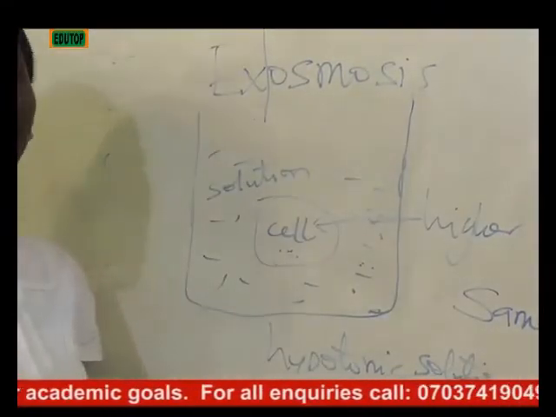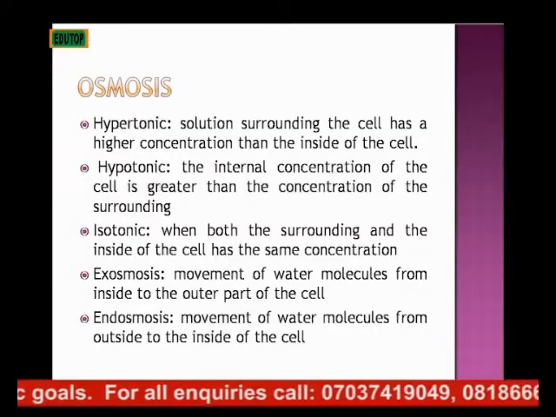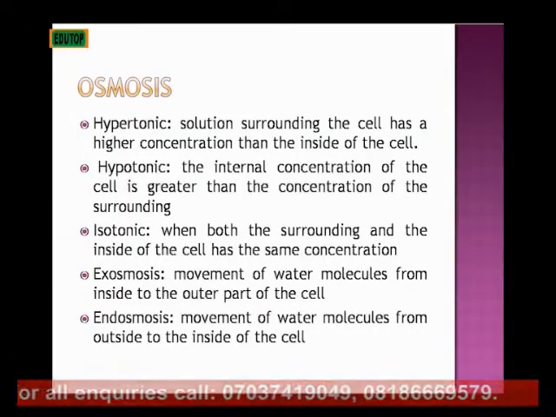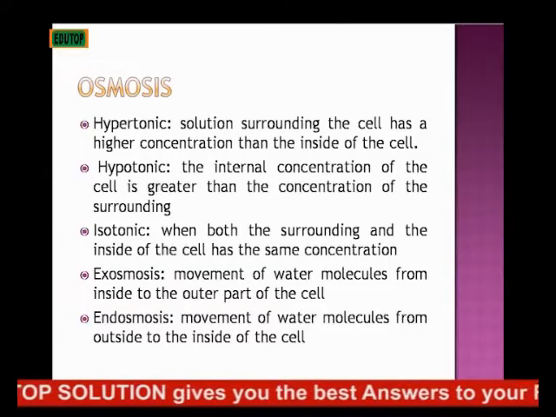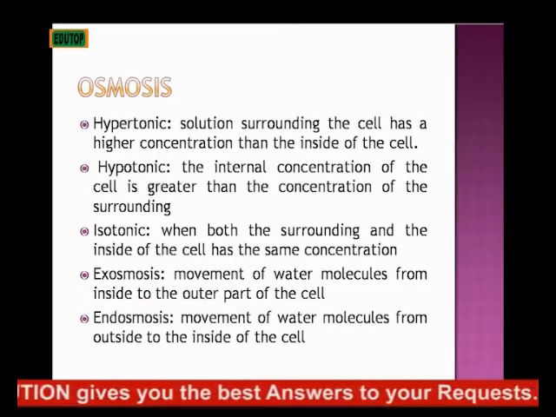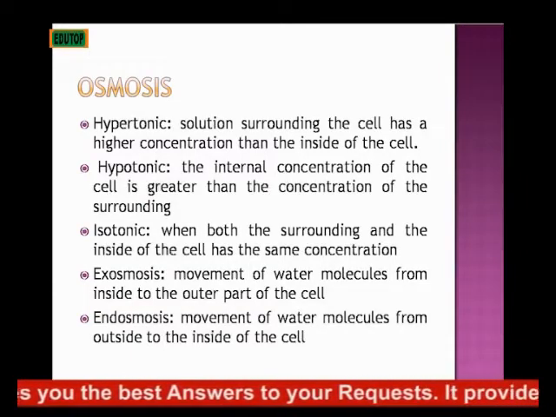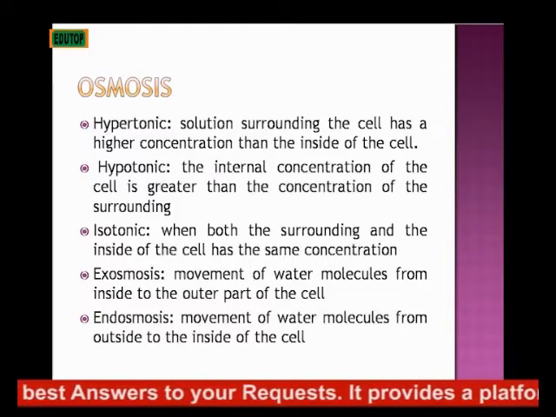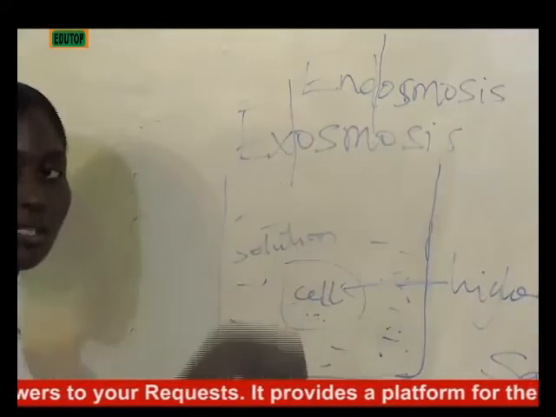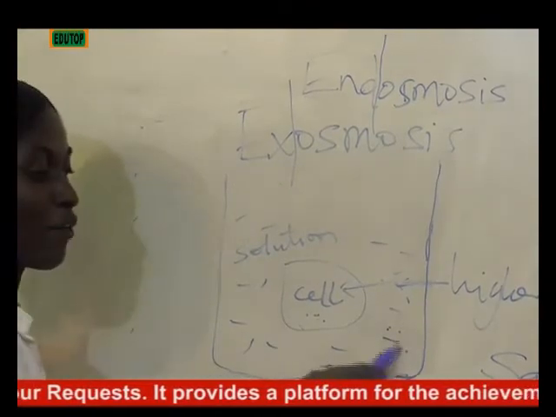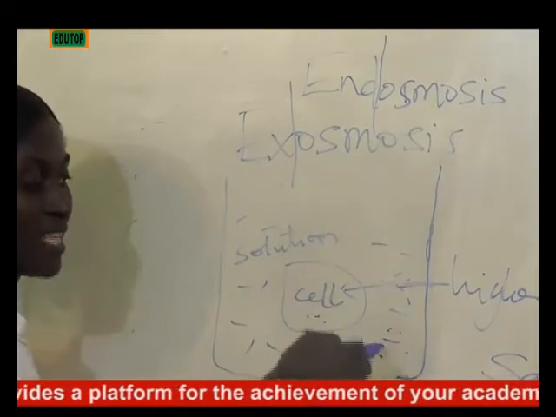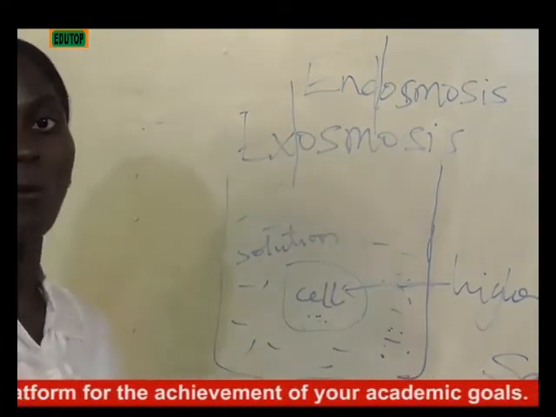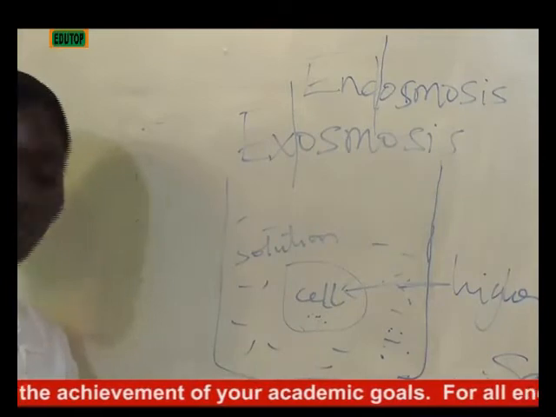Then we have endosmosis. Endo, that is internal, which tells you it is the opposite of exo. And osmosis, that is when water molecules move from the outside of the cell into the cell. Water molecules moving from the external solution or the outer surrounding of the cell into the cell, then you have what is called endosmosis.